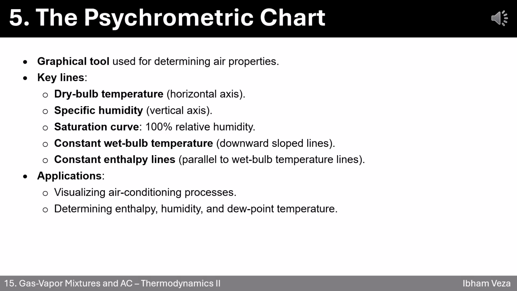5. The psychrometric chart. Now it's time to introduce one of the most useful tools in air conditioning, the psychrometric chart. Think of it as a roadmap for air properties. It's a graphical tool that quickly shows you how temperature, humidity, and energy interact in the air. On this chart, you'll see dry bulb temperature on the horizontal axis and specific humidity on the vertical axis. The curved line at the far end is the saturation curve, which represents 100% relative humidity. You'll also notice downward sloping lines for constant wet bulb temperatures and parallel lines for constant enthalpy.